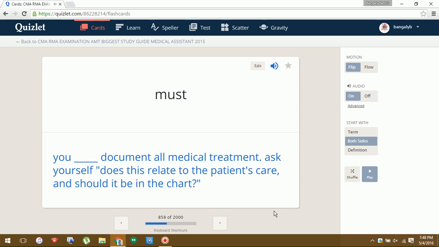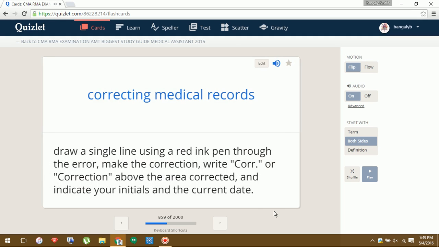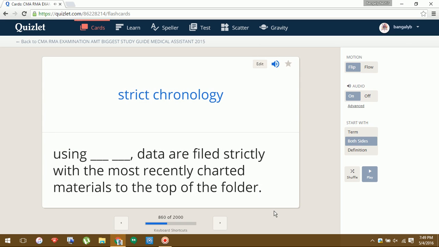Must. You must document all medical treatment. Ask yourself, does this relate to the patient's care and should it be in the chart? Correcting medical records. Draw a single line using a red ink pen through the error, make the correction, write error or correction above the area corrected, and indicate your initials and the current date. Strict chronology. Using strict chronology, data are filed strictly with the most recently charted materials to the top of the folder.